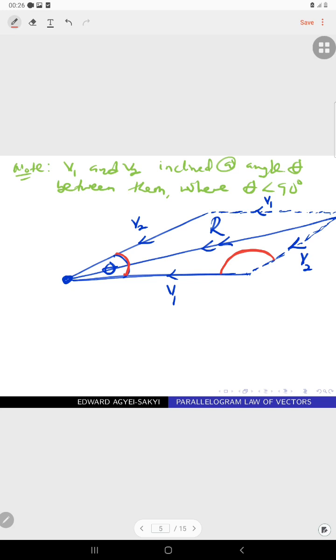Okay. Anytime you have a parallelogram, let me draw it here and show you something. Anytime this angle and this angle add up to 180, it is one of the properties of a parallelogram. Okay, so take notes. So if here is theta, of course, here will be 180 minus theta.